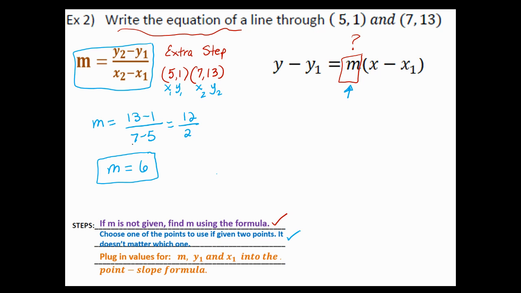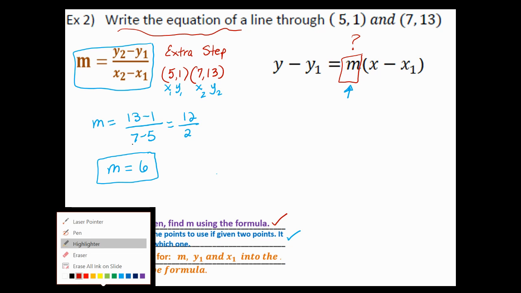Okay, the next step in your notes says choose one of the points to use if you're given 2 points, and it doesn't matter which one. So we oops, that didn't work. Sorry about that. Hold on just a minute. A little too dark there.